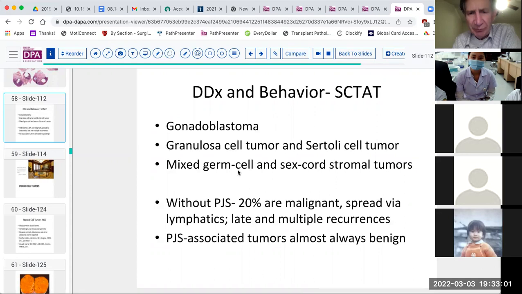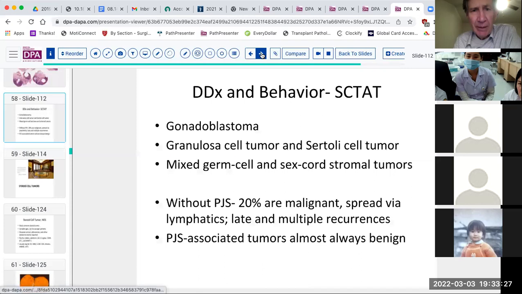If this is not a Peutz-Jeghers syndrome, about 1 in 5 will actually be malignant and spread. But if it's a Peutz-Jeghers syndrome patient, they're usually almost always benign. I've never seen a malignant one of these, so I don't know if they have a morphologic difference specifically.